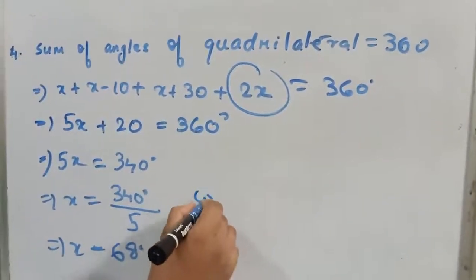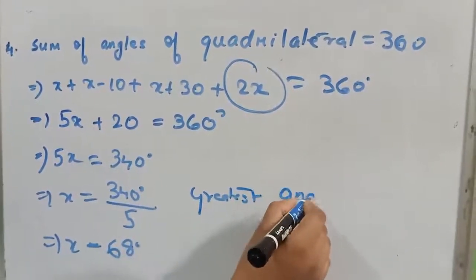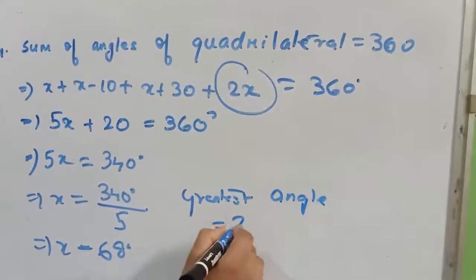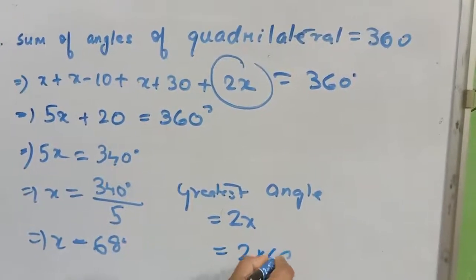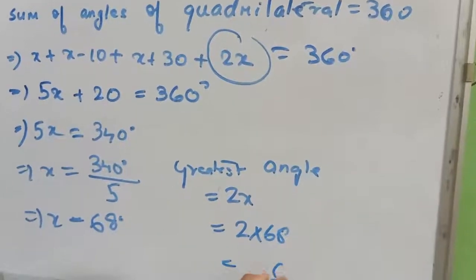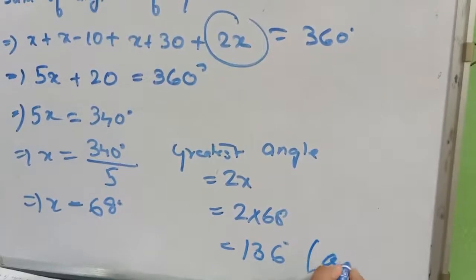So greatest angle is equal to how much? 2x. Now what is x? x is 68. 2 into 68, which implies 2 8 is 16, 2 6 are 12, 13. Answer is 136 degree. That is your option A.